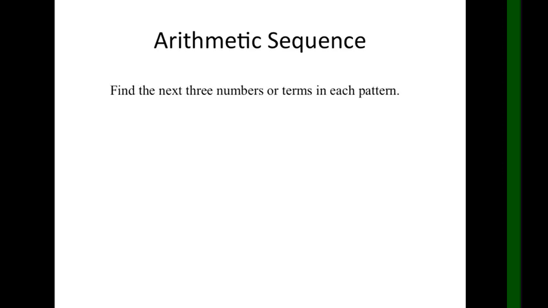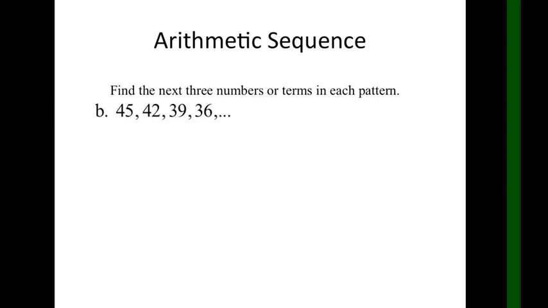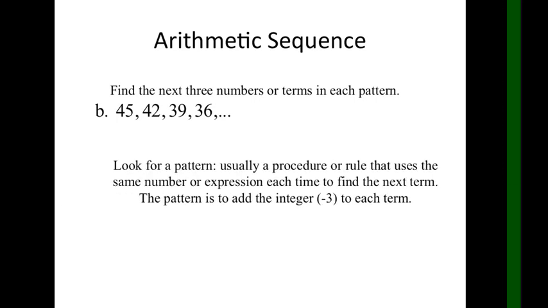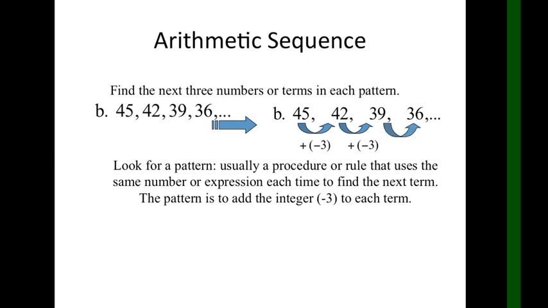Another example. Find the next three numbers or terms in each pattern. 45, 42, 39, and 36. Look for the pattern, usually a procedure or rule that uses the same number or expression each time to find the next term. The pattern is to add the integer -3 to each term. So we will add -3 to each term to get the numbers 42, 39, and 36. So how does it look? 45 plus -3 is 42, or 45 minus 3 is 42. 42 plus -3 is 39. 39 plus -3 is 36.